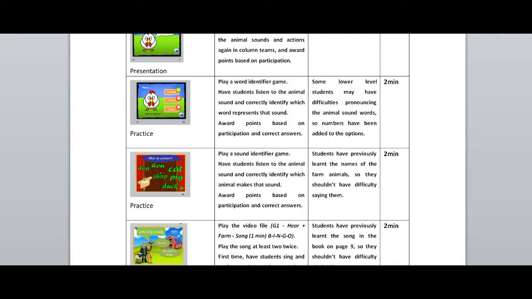And my anticipated problem with this is these words, they don't normally use these words. Moo is not an everyday word, even for an English speaker. So I actually included numbers by the side of the words, 1, 2, 3. So if they can't pronounce the animal sounds, they can actually just say the numbers. And if they say the numbers, I will just have them quickly repeat the sound word as well. And it's 2 minutes, so it's a very quick game.